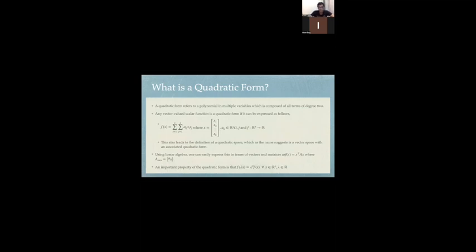Effectively, any vector valued scalar function is a quadratic form if it can be expressed as follows, where f of x is equal to the summation of i from 1 to n and j from 1 to n of aij xi xj, where x is equal to x1 to xn for some aij belonging to the real numbers for all i, j, and f thus effectively becomes a mapping from Rn, i.e. the vector space of x, to the real numbers R.